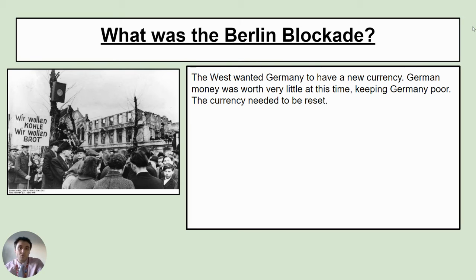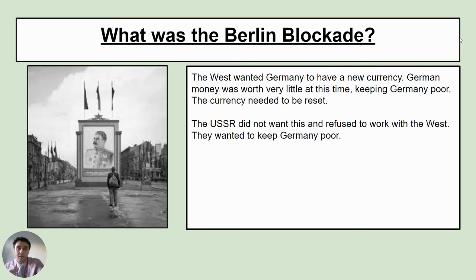Now, the West wanted Germany to have a new currency. German money at that time was worth very little, people had no faith in it, and that meant Germany was staying poor. The West realised if we reset the currency, then people will have more faith in it and it will help to rebuild Germany far more quickly. Now, as you can imagine, when they had the discussions about this and resetting the currency, the USSR said, nope, not a chance at all. And they refused to work with the West. They said, you're not having a new currency. We all have to agree. We want Germany to stay weak.